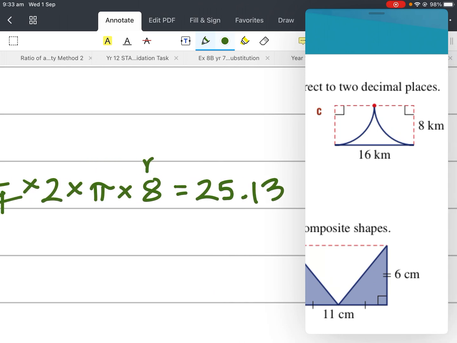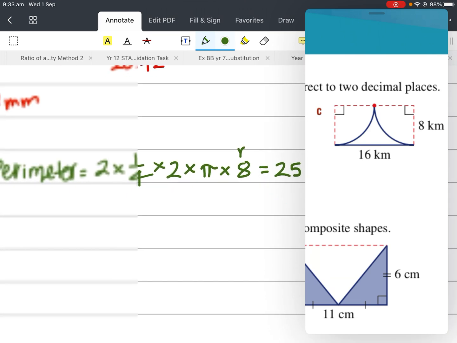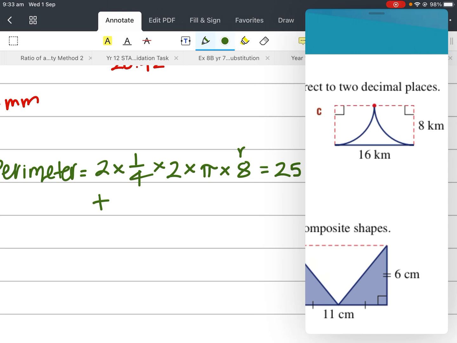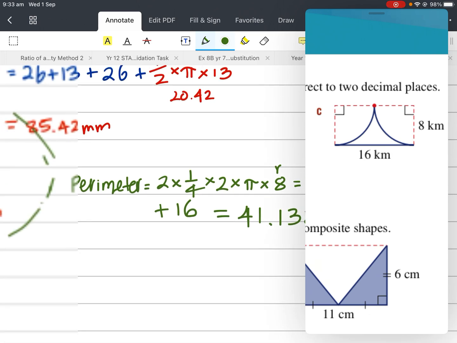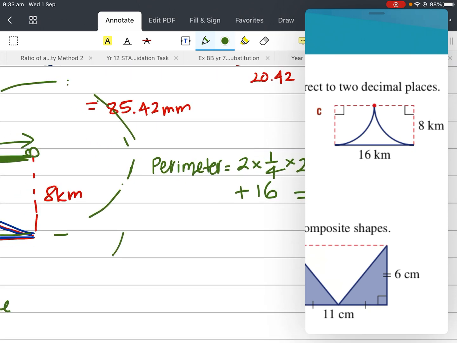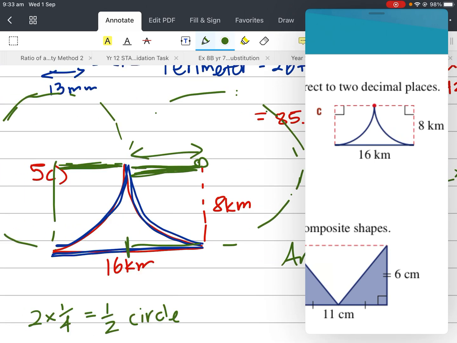Kilometres goes there. Alright, now we have to add on just that straight bit, don't we? So we've worked out the curvy bits, so let's add on the 16 to that, plus 16, and our final perimeter is 41.13 kilometres. That was a bit tricky, wasn't it? Right, let's try area. Okay, go back to our diagram.